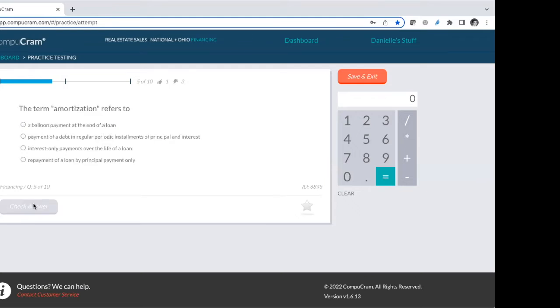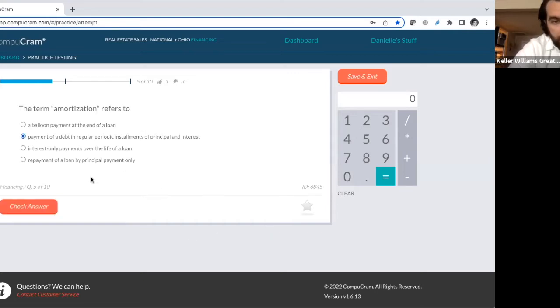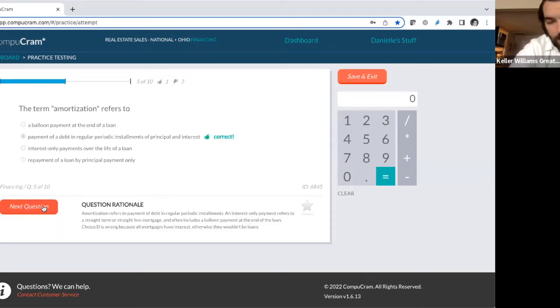The term amortization. All right, we're getting a second shot at this one. The term amortization refers to A, a balloon payment at the end of a loan, B, payment of debt in regular periodic installments of principal and interest, C, interest-only payments over the life of a loan, or D, repayment of a loan by principal payment only. All right, lots of B's in there. You guys got that one. Crushed it the second time around.